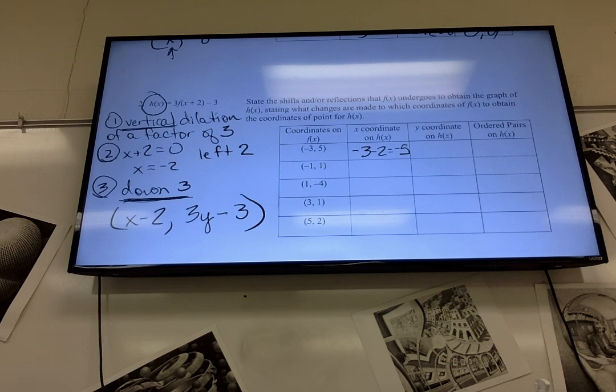Good. I'm going to color code it. This one, that's where that's coming from. Okay, the next one, for the y, I would do 3 times 5 minus 3. So that's 15 minus 3, which is 12. So your ordered pair is negative 5, 12.